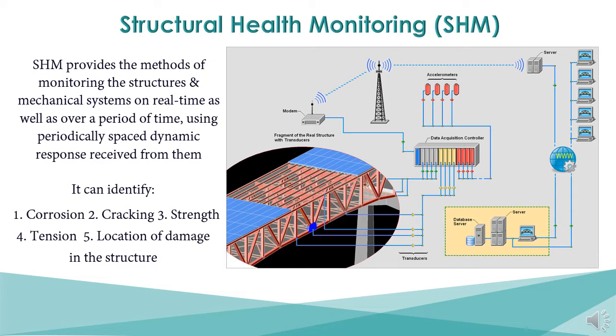In a schematic diagram, it can be seen that the response from the structure is captured by the transducers and is sent to the data acquisition controller. From the DAC, it is sent to a server over a network. Different analytical computers and databases are connected to a server remotely through the internet, which exchange information with each other continuously. So what are the benefits of SHM? It can identify corrosion, cracking, strength, tension, and the location of damage in real time.